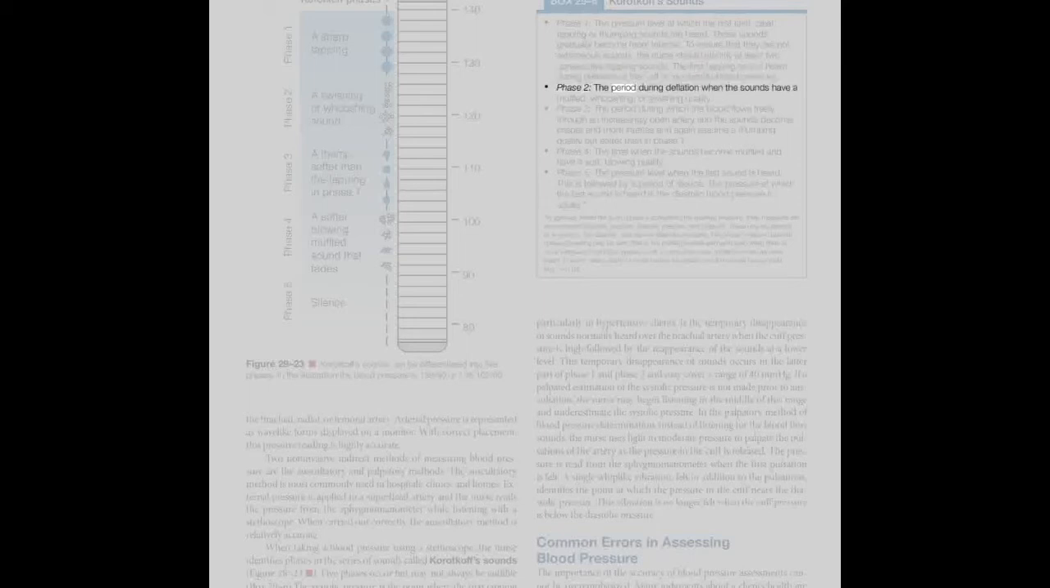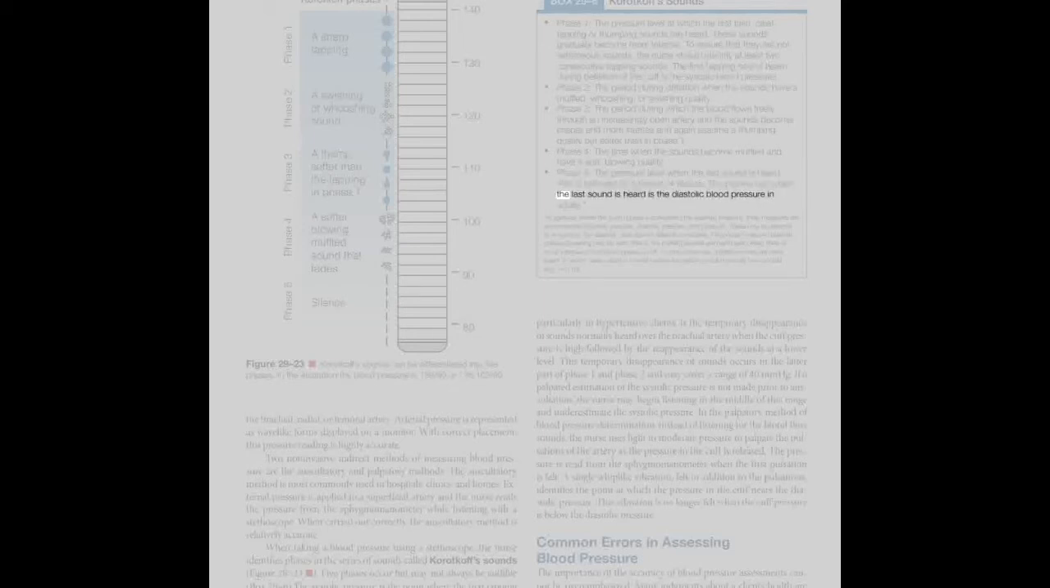Phase 2, the period during deflation when the sounds have a muffled, whooshing, or swishing quality. Phase 3, the period during which the blood flows freely through an increasingly open artery, and the sounds become crisper and more intense, and again assume a thumping quality, but softer than in Phase 1. Phase 4, the time when the sounds become muffled and have a soft, blowing quality. Phase 5, the pressure level when the last sound is heard. This is followed by a period of silence.